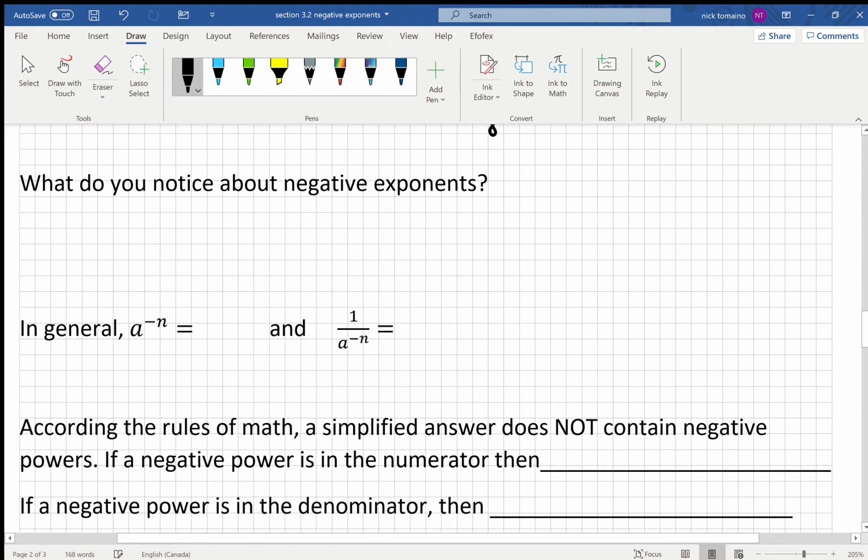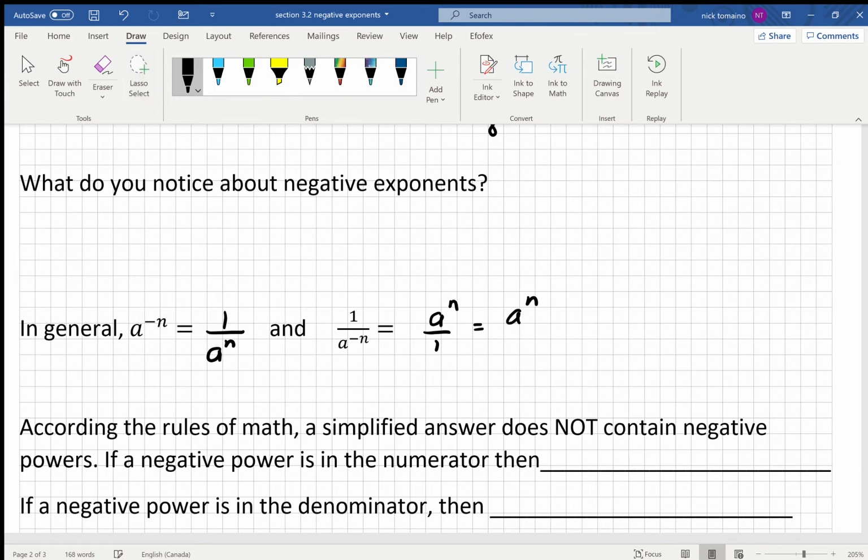Okay, so I said in general, a to the negative n is equal to 1 over a to the positive n. And similarly, 1 over a to the negative n is equal to a to the positive n over 1, or just simply a to the positive n.